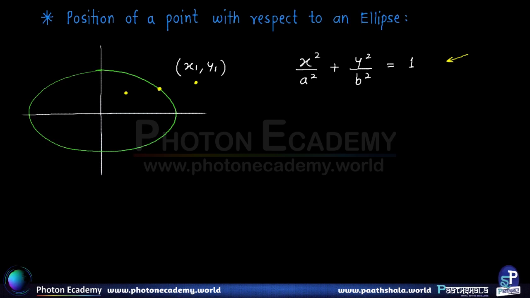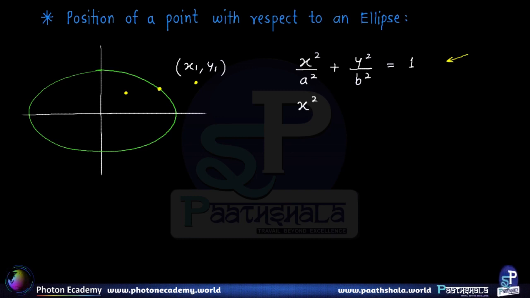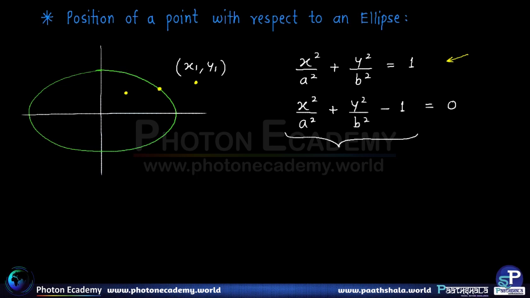Now what we do is we express this equation in the form where the right hand side is 0. So clearly we have to bring the 1 on the left hand side. So we have x square upon a square plus y square upon b square minus 1 equal to 0. Now we are going to develop a very important notation here. The entire left hand side we denote by the expression S. So the equation of the ellipse is nothing but S equal to 0, where S stands for this particular expression.